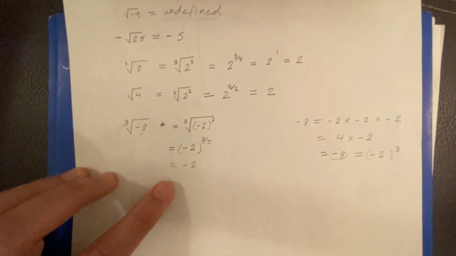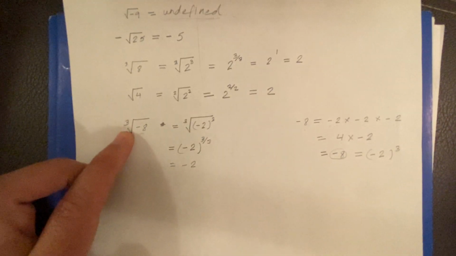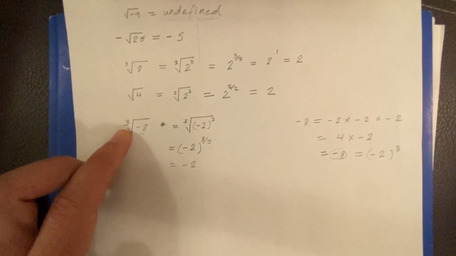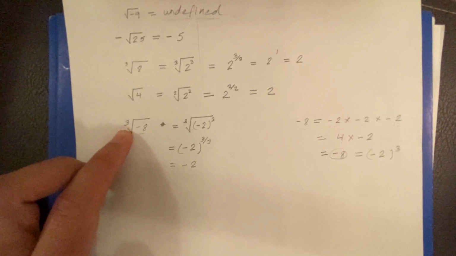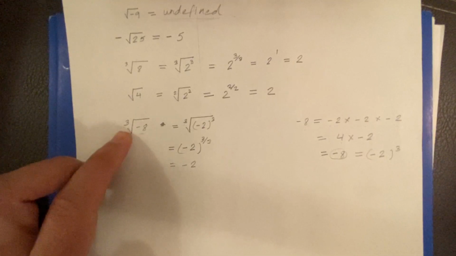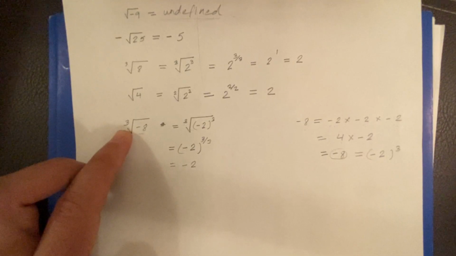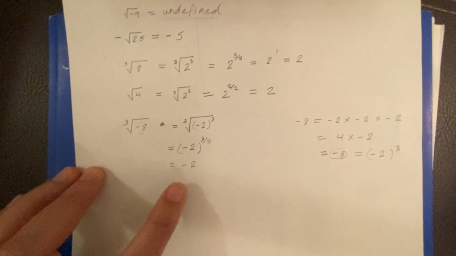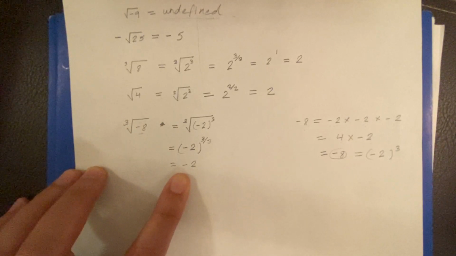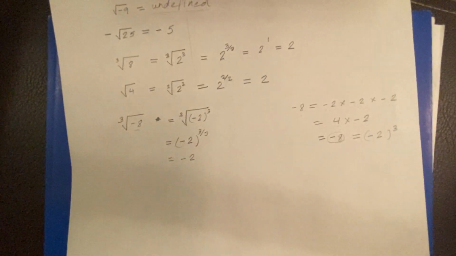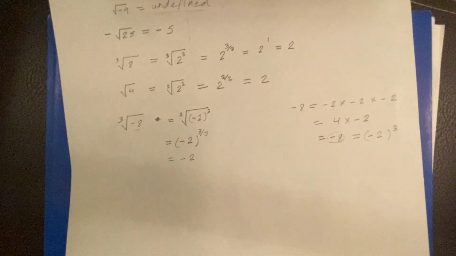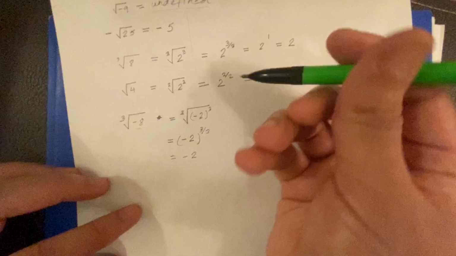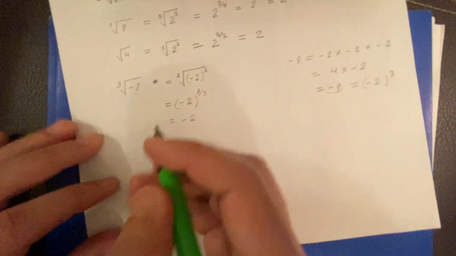All right. So like I said, if there is a negative number there, you can always find the value if the index is an odd number. Sorry, if the index is an odd number, then you can always find the value.